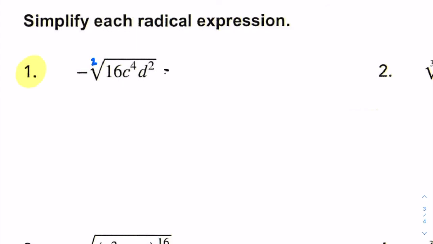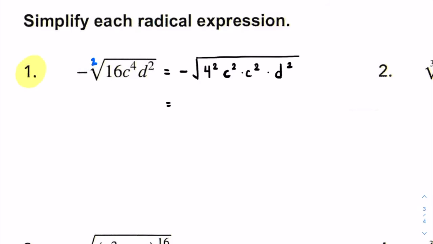Alright, so what we want to do here is make groups of 2 if possible. Our negative sign remains on the outside. Underneath the radical sign, I can break 16 down to 4 squared. That's a group of 2. C to the 4th would be 2 groups of 2, so c squared times c squared. And d squared is already 1 group of 2, so we're going to leave that as d squared.